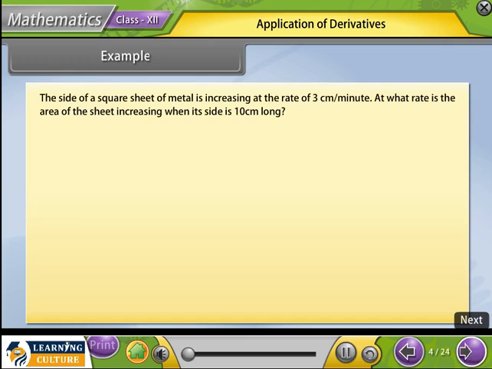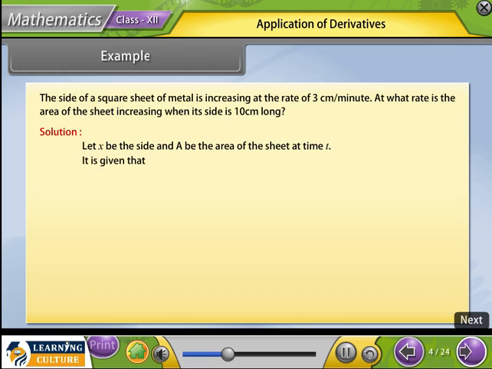Example: the side of a square sheet of metal is increasing at the rate of 3 cm per minute. At what rate is the area of the sheet increasing when its side is 10 cm long? Solution: let x be the side and A be the area of the sheet at time t. It is given that dx by dt is equal to 3 cm per minute, name it as 1, and A is equal to x square, name it as 2.